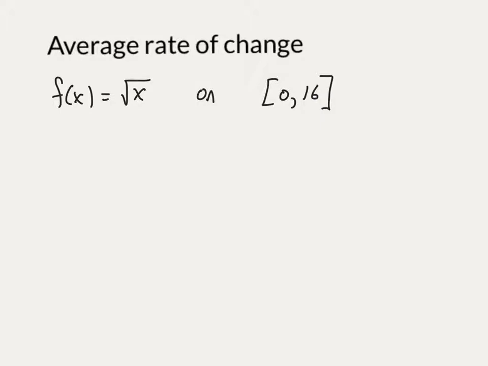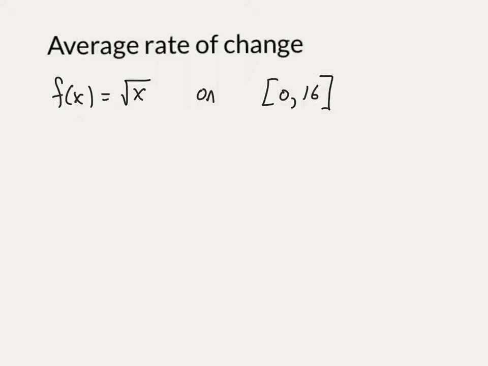Okay, so here's an example. I'm giving you a function, and I'm going to give you the explicit formula for this function, and it's going to be the square root function. So we're looking at f of x equals the square root of x. And I want to know what is the average rate of change of this function on the interval 0 to 16.